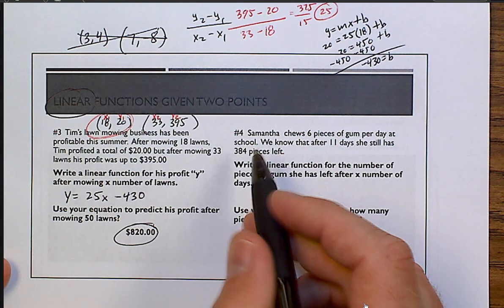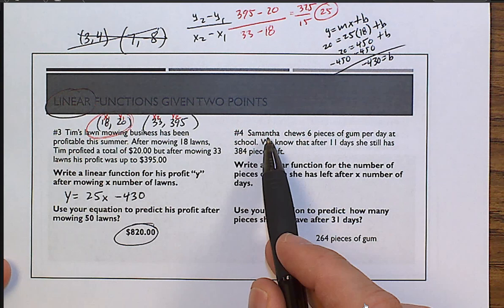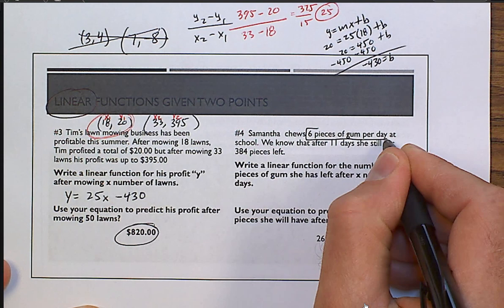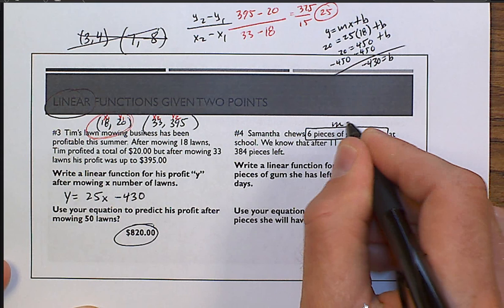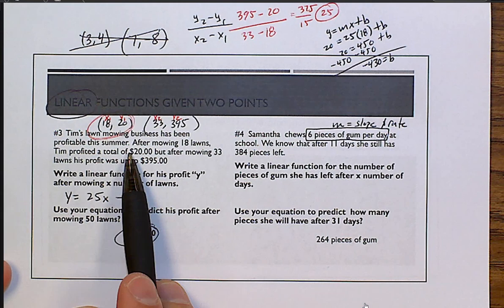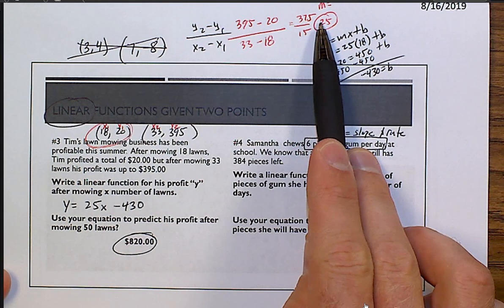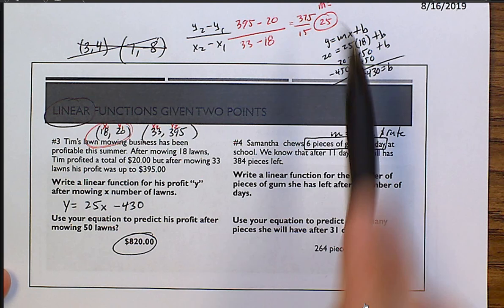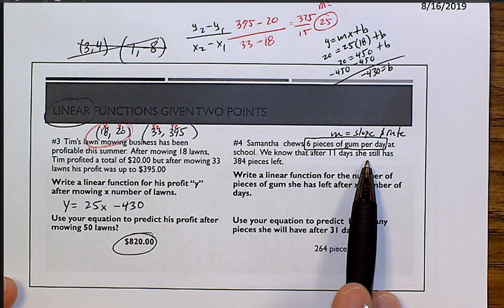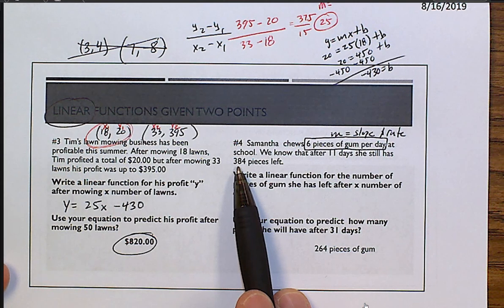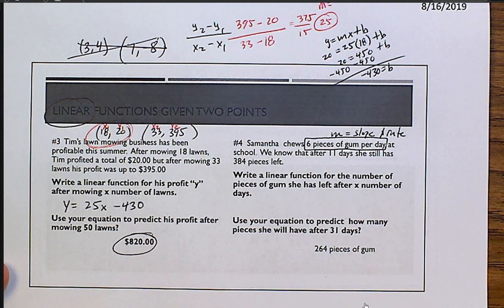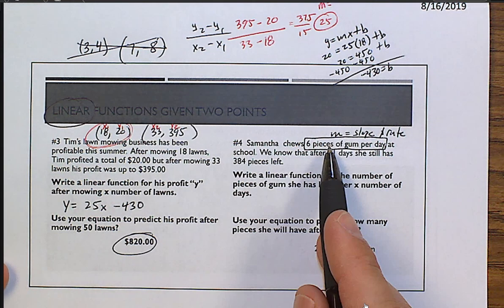Okay, so on number 4, it starts out with saying Samantha chews 6 pieces of gum per day. As soon as I read that, what does that tell me? Right? That's your slope. That's your rate. So in this problem, we had to figure that rate out. We had to find out that it was $25 per lawn. Here, they tell you the rate. Then it says we know that after 11 days, she still has 384 pieces left. Write a linear function for the number of pieces of gum she has left after X amount of days. Okay, so what do we have in this problem? We have a slope, and then we have a point.